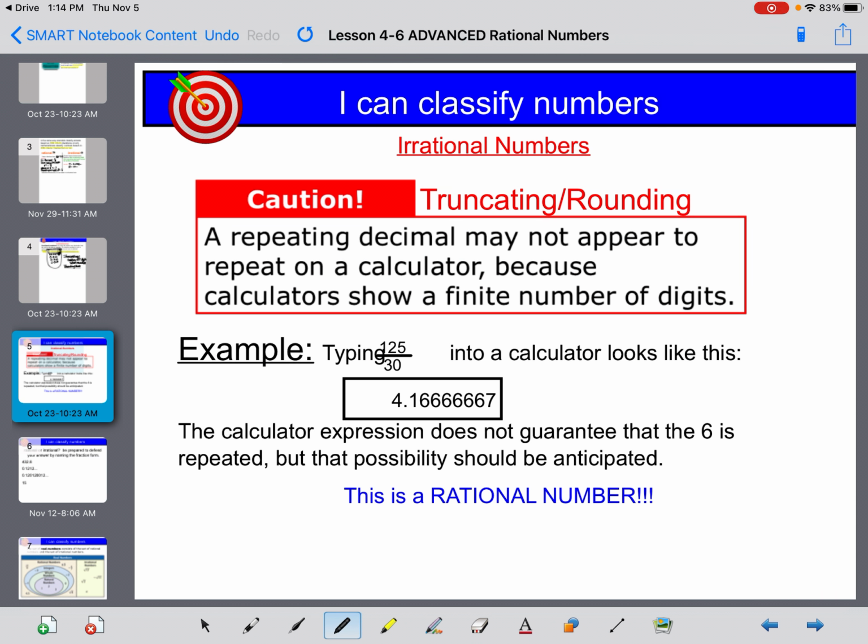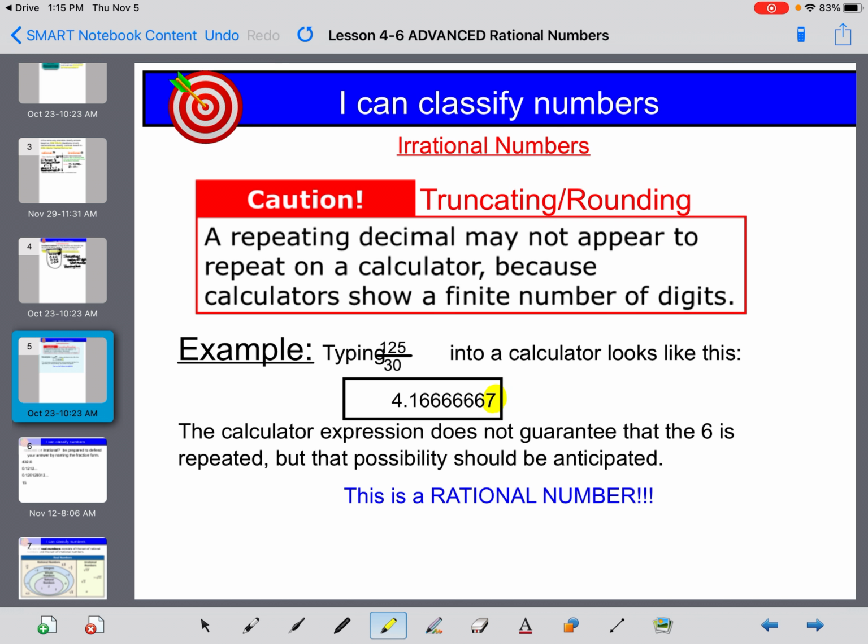I think I put this in your notes to try to help you understand the difference between truncating and rounding. A repeating decimal may not always appear repeating on a calculator because some calculators show only a finite number of digits. So if you typed 125 divided by 30 into your calculator, it would look like this. This makes it seem like it's not a repeating decimal. However, this calculator rounded the last digit and made the 6 a 7.